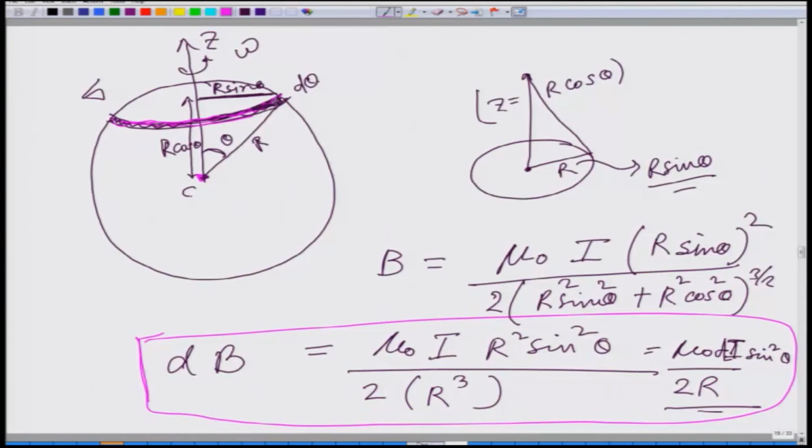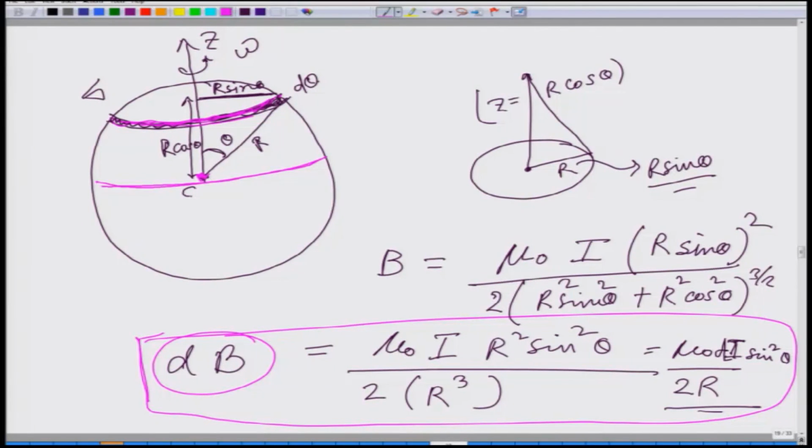Now, we have to be very careful about taking the limit of theta. You can see here that the expression that we have now, the dB, is due to this ring at angle theta. If you take the limit of theta from 0 to pi by 2, then you consider all such rings between the center and the upper half. So, basically you are integrating over all such rings, and you add the contribution of all such rings to the magnetic field.